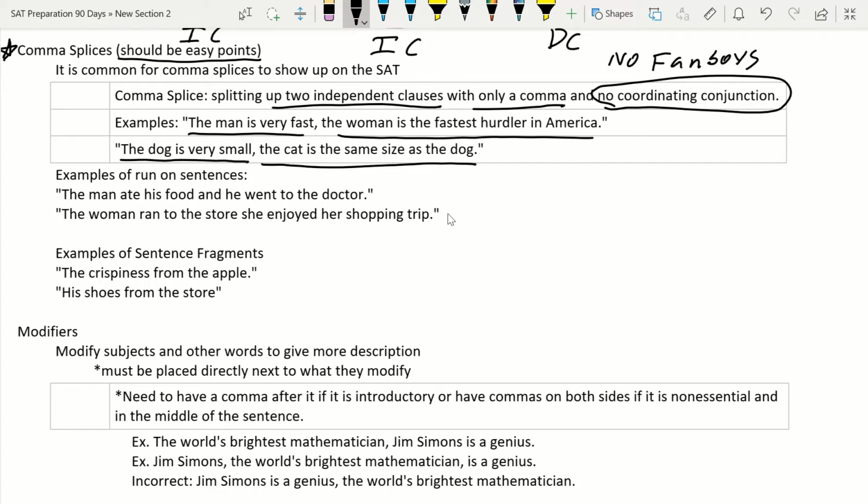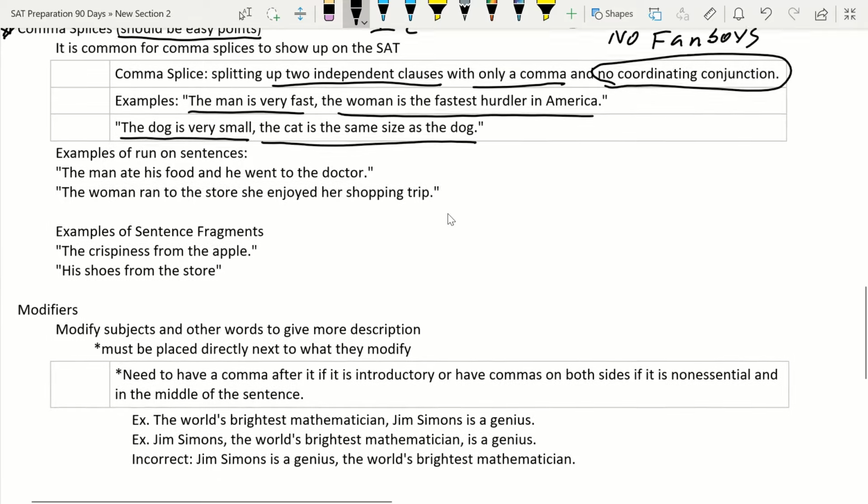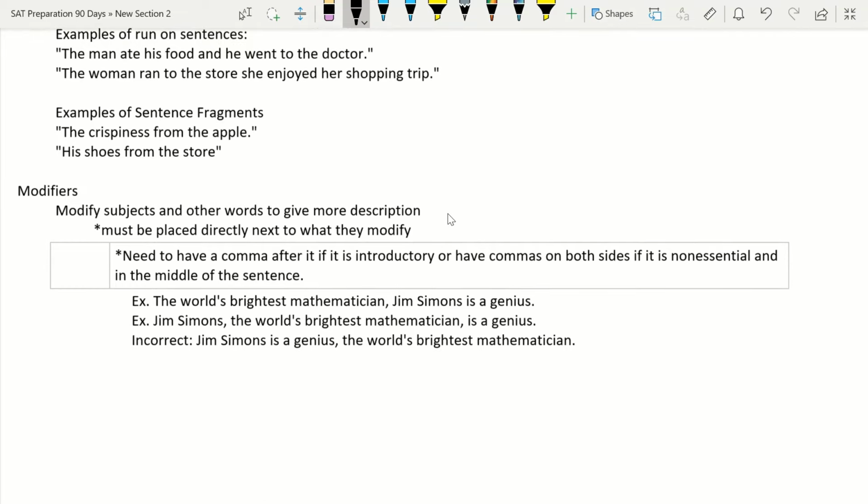So if we're going to fix this, we could do a semicolon, or we could do a comma in one of the FANBOYS. That would be how we would fix that. So those are comma splices. So now we can go ahead and get into some examples of run-on sentences, right?